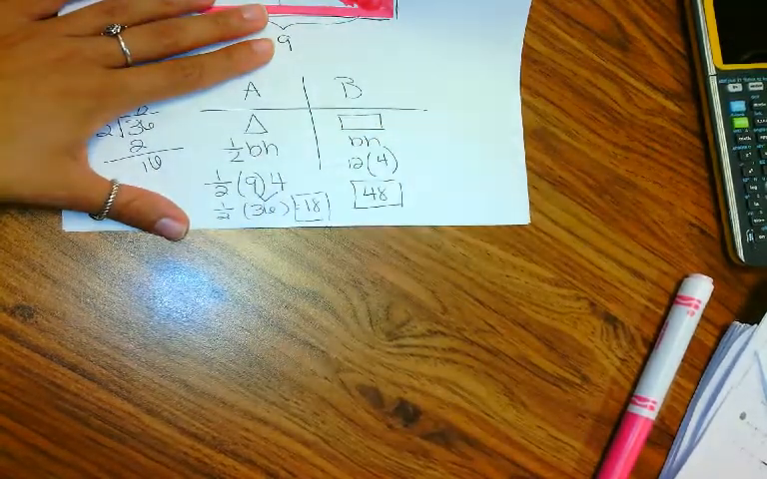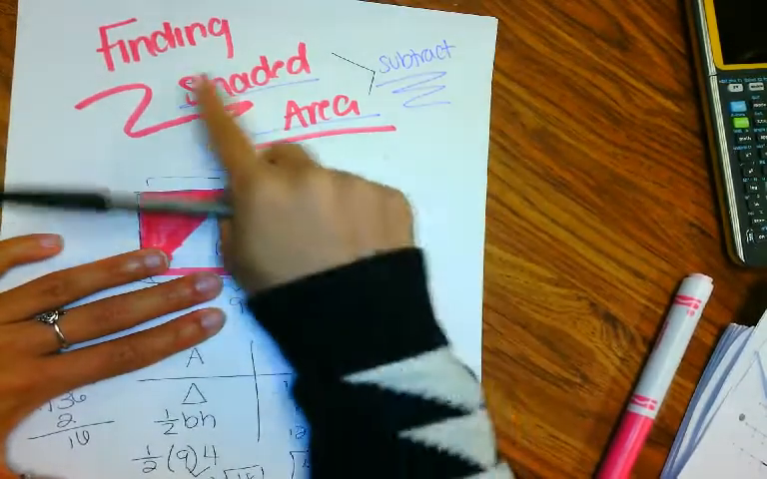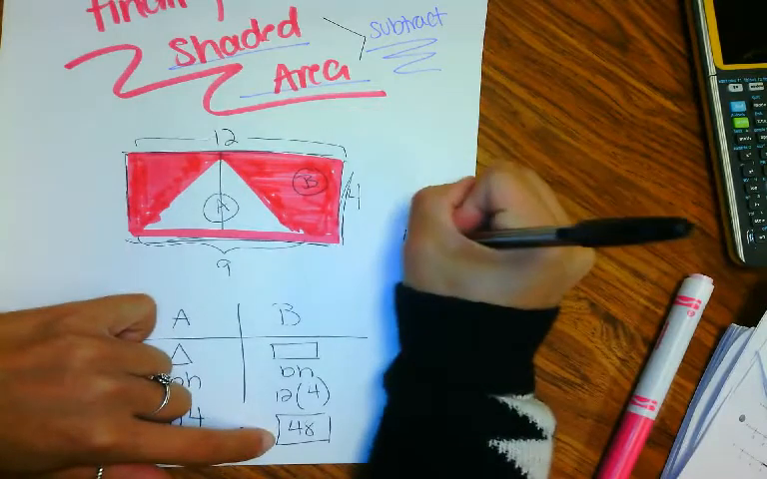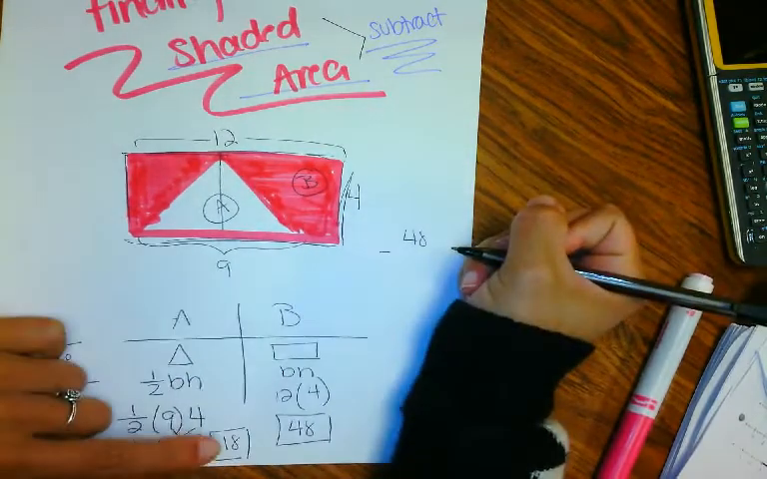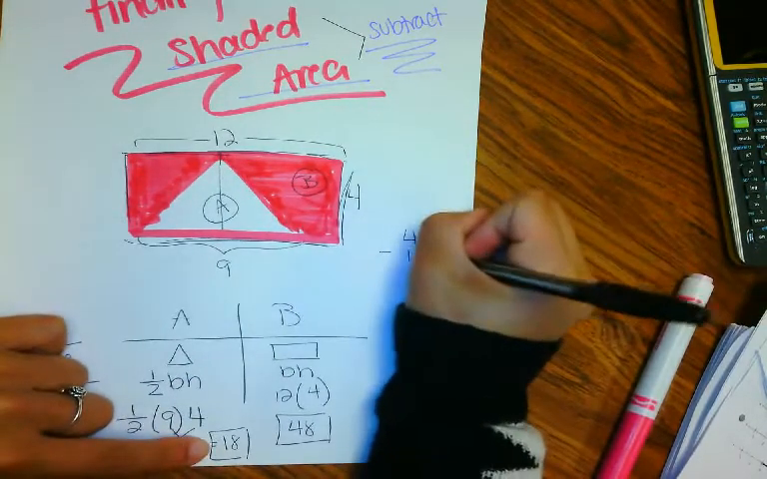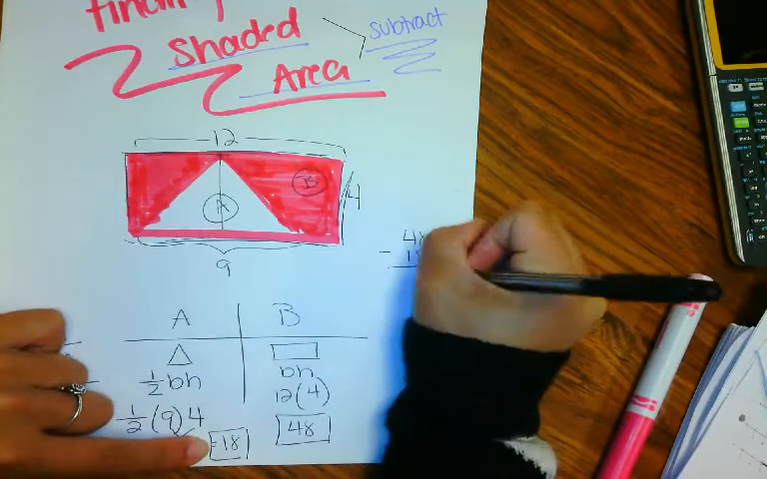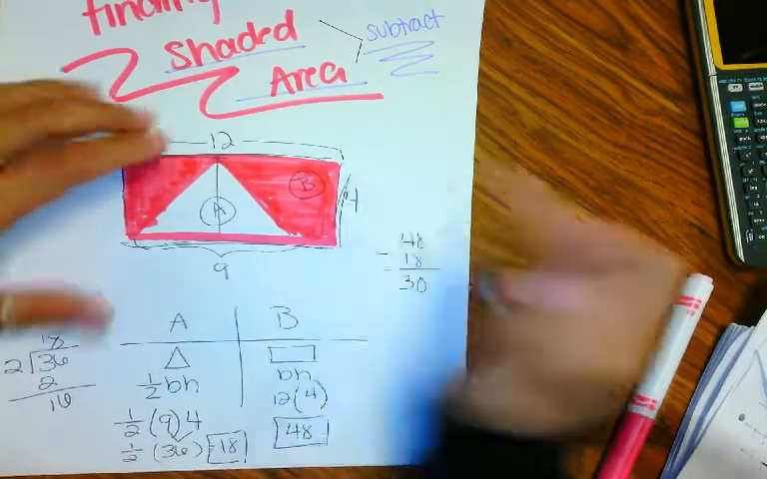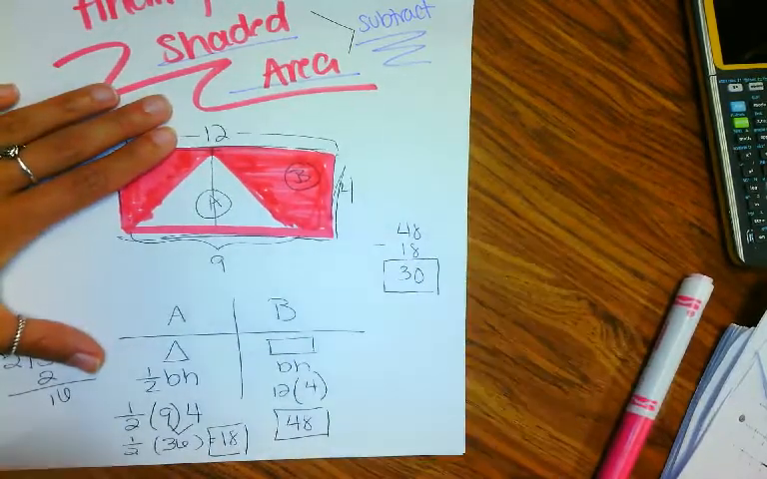Now, we are looking for the shaded area. Shaded area. So I have to subtract. So I'm going to take my bigger number, 48, minus my triangle, the smaller number. 8 minus 8 is 0. 4 minus 1 is 3. So the shaded part, just the shaded part, is 30.